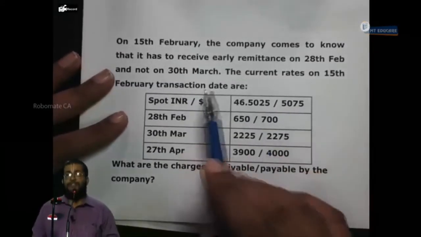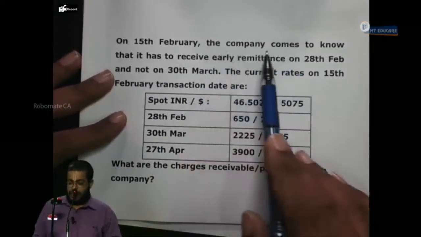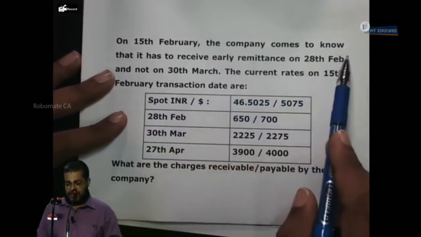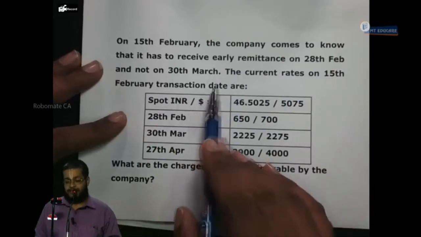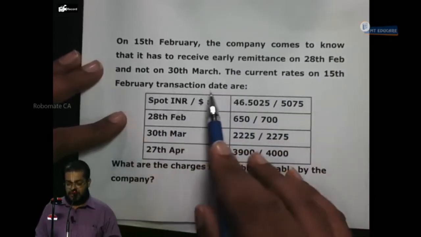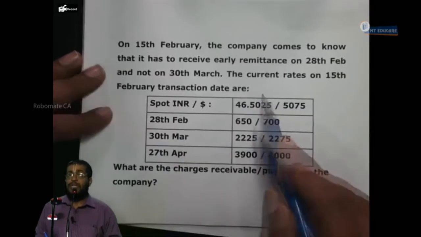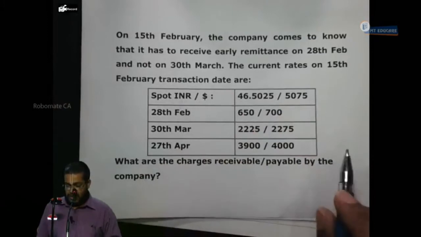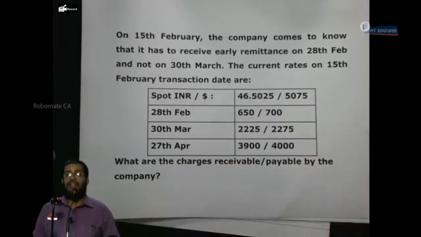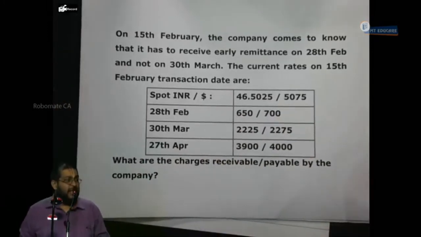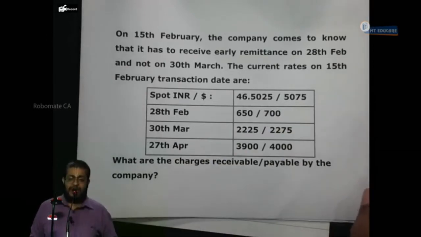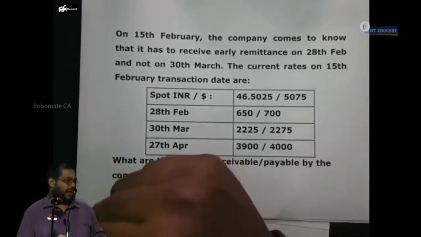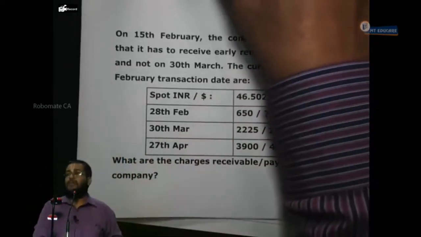Next. On 15th February, the company comes to know that it has to receive the yearly remittance on 28th February and not on 30th March. The current rates on 15th February are as follows. Is this table required or not? Yes, very much required. They have given you the charges receivable or payable by the company. If you make a gain, you will be receiving. If you make a loss, you have to pay an extra payment over the originally agreed amount. Now, can we start doing the solution together?